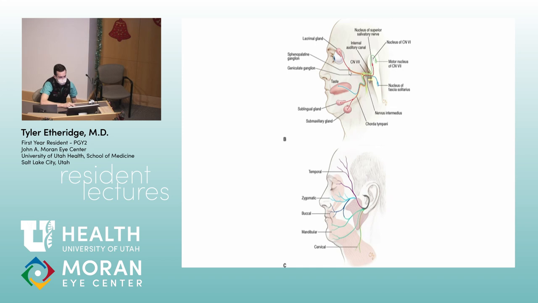synapsing on the sphenopalatine ganglion, and then traveling forward to stimulate the lacrimal gland. Also, the other fibers traverse inferiorly, joining the chorda tympani nerve or helping to form it to innervate the sublingual and submaxillary glands. And then the nucleus of the solitarius also joins within the internal auditory canal to innervate the anterior two-thirds of the tongue for taste.